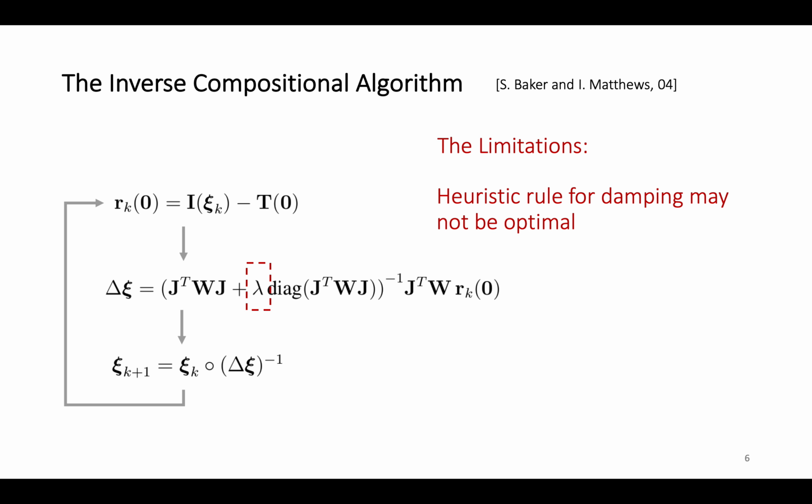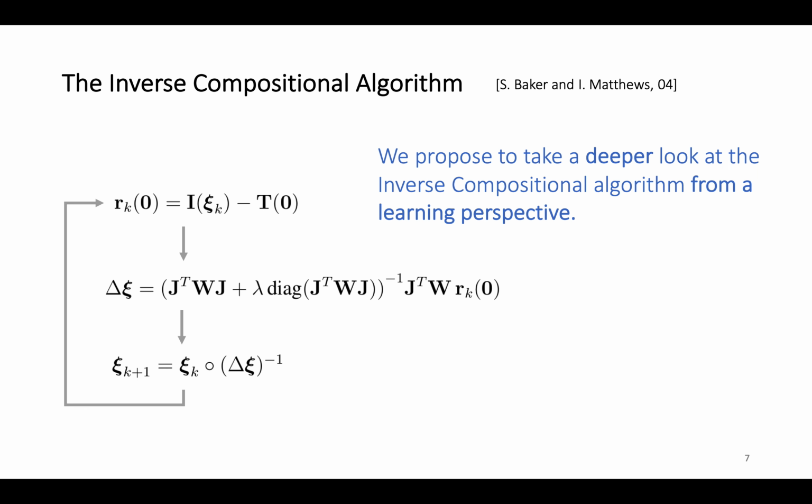Adding proper regularization is also a non-trivial task. One common way is to use a heuristic rule to adjust the damping value using the trust region method, but this heuristic rule may not find an optimal solution. In this work, we will take a deeper look at the inverse compositional algorithm and see how we can address these challenges through learning.